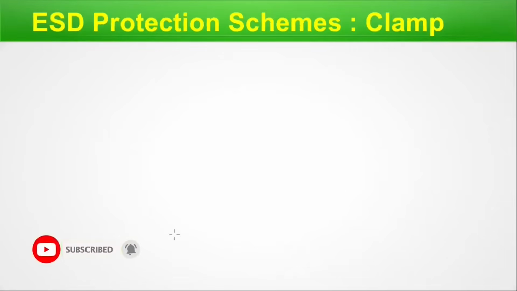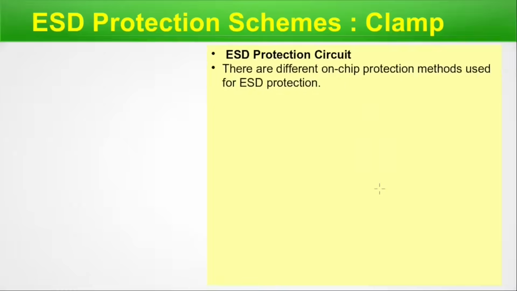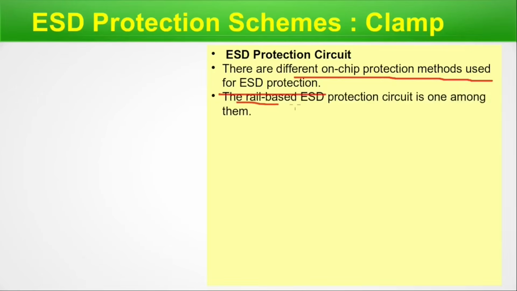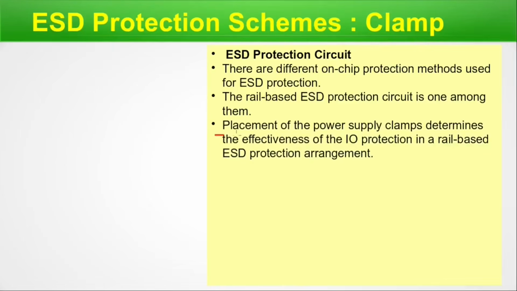ESD protection scheme. Now we talk about the different clamps. ESD protection circuit. There are different on-chip protection methods used for ESD protection. The rail-based protection circuit is one of them. So rail-based means which is connected to the power rails directly. Placement of the power supply clamps determines the effectiveness of the IO protection of the rail-based ESD protection. So clamps are generally used for clamping purpose in between the rails, at least one of the rails.